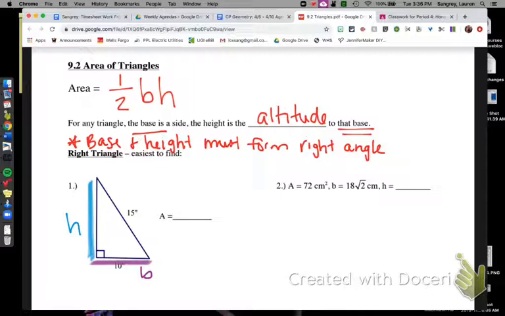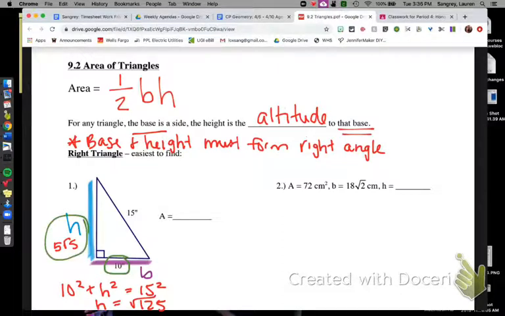And this is a right triangle. So if you know 2 sides and you are trying to find the third, you would have to use Pythagorean theorem. So I have leg squared plus leg squared equals hypotenuse squared. This comes out to the height being square root of 125. And when I simplify that, we get 5 root 5. All right, so now we know that the base is 10 and the height is 5 root 5. So now we can find area.